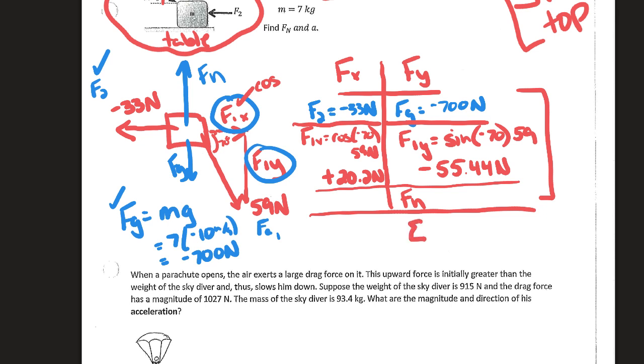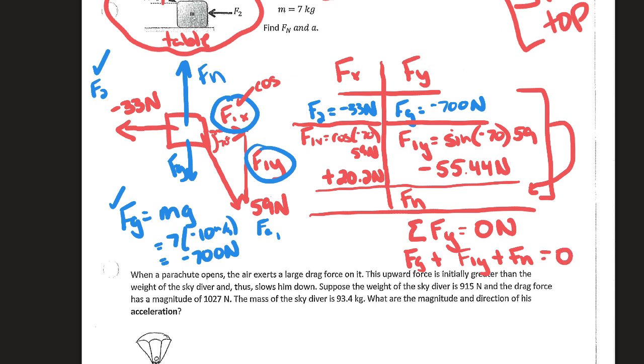that box is never going to go vertical. It's not going to go into the table. It's not going to go up or down. So the y forces, the sum of the y's, is always 0. And what you can therefore figure out is that the normal force must be the opposite of the other two, or another way of saying this is Fg plus F1y plus Fn adds up to 0 newtons.